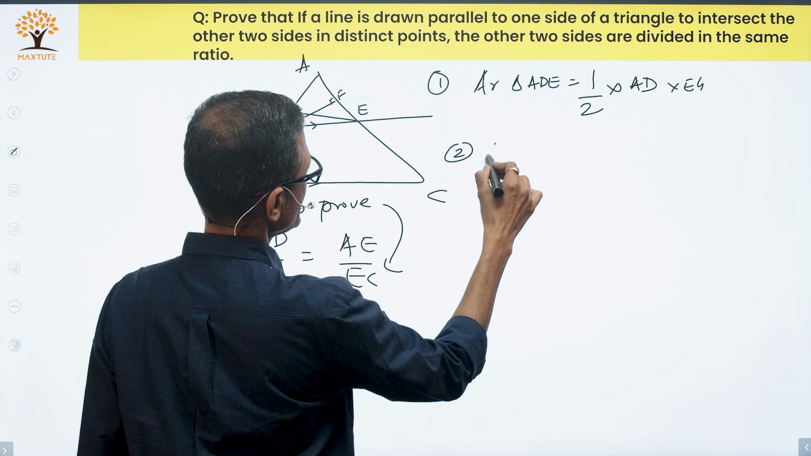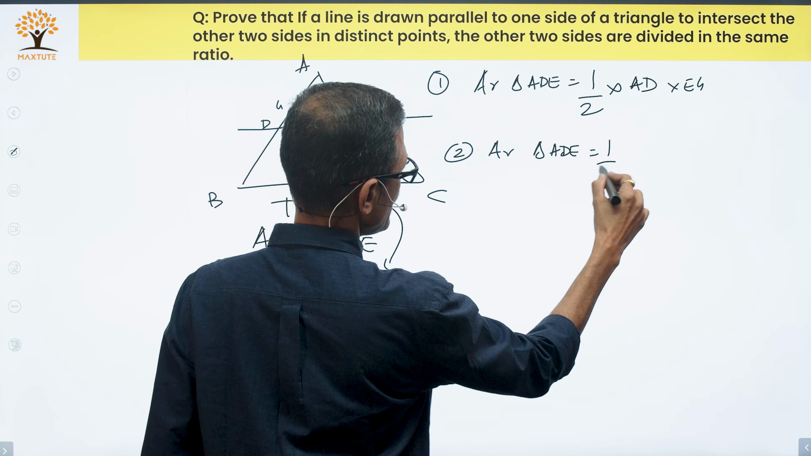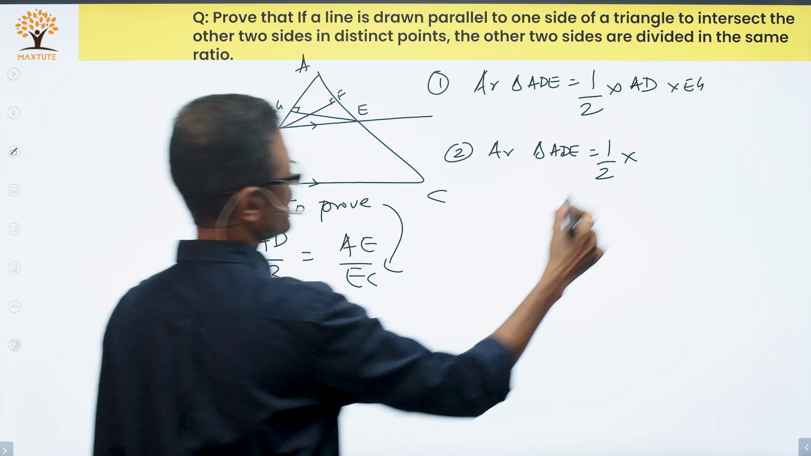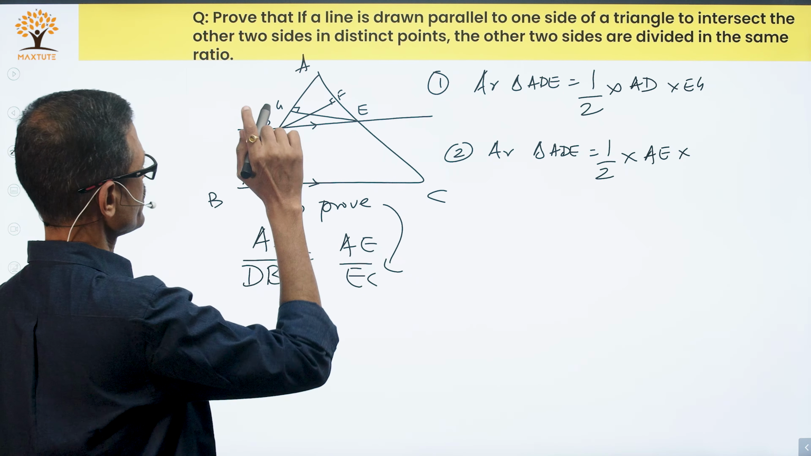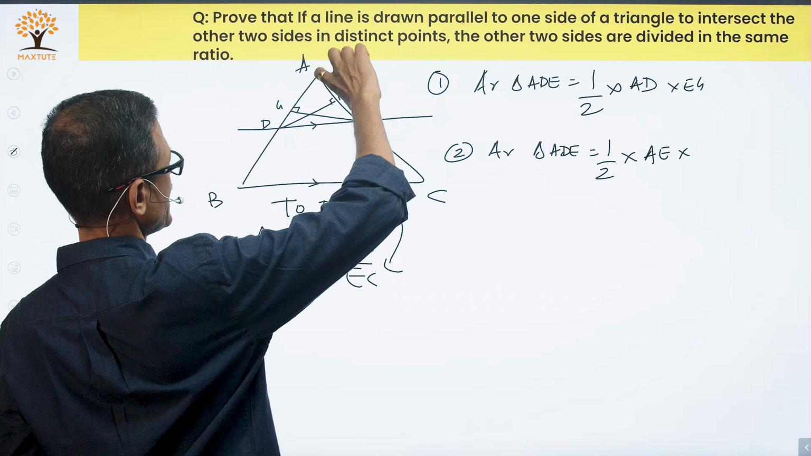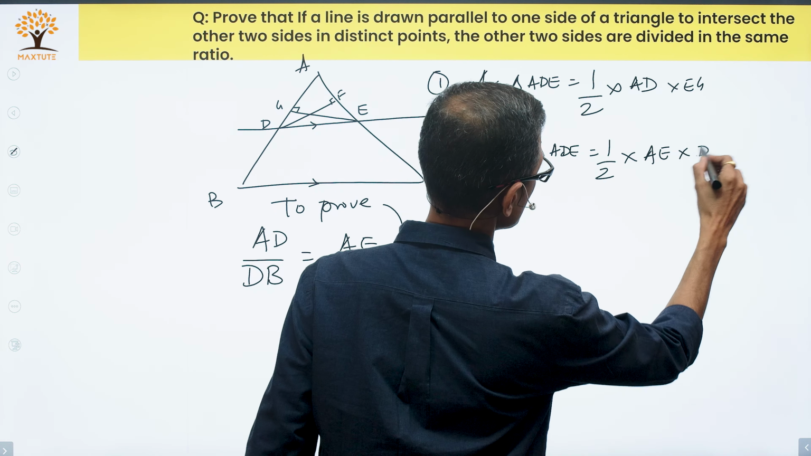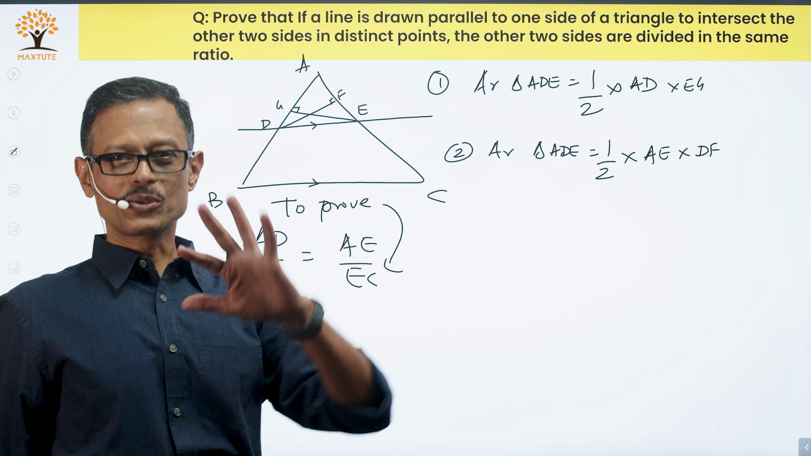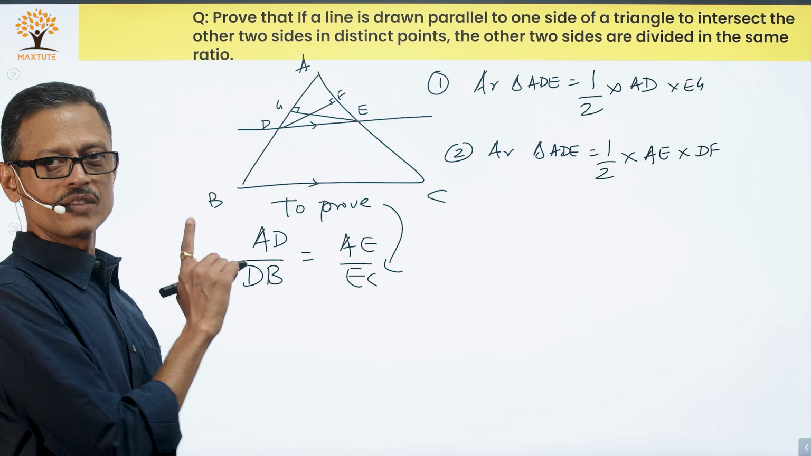Second, I'm going to compute the area of the same triangle ADE. So it's going to be half into the base, this time AE. So the altitude is a perpendicular drawn from the opposite vertex, right? AE being this side, the opposite vertex is D, so the altitude is DF. Obviously 1 is equal to 2 because we're finding out the area of the same triangle ADE. Now this becomes a little interesting.